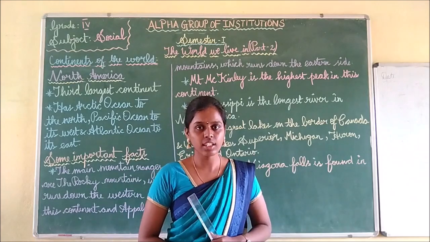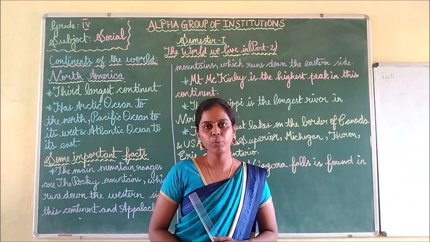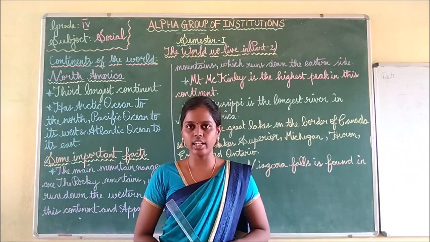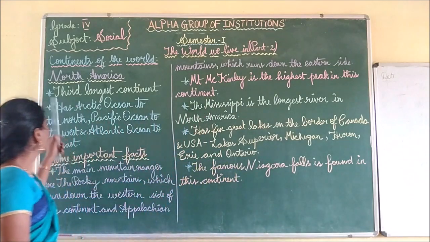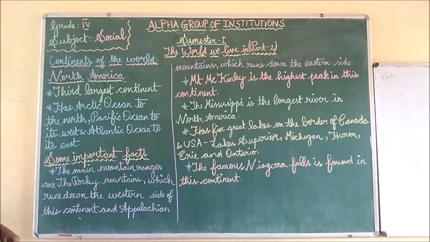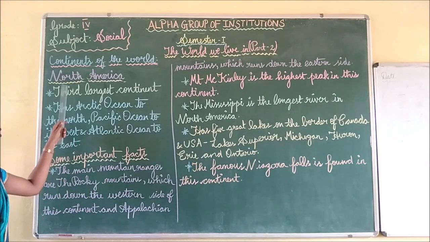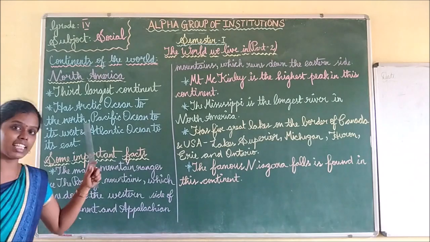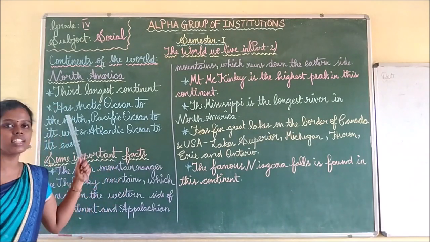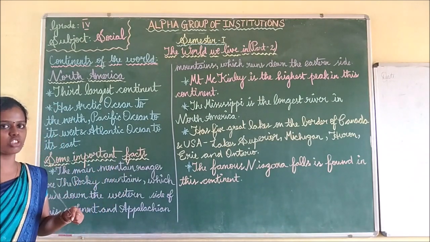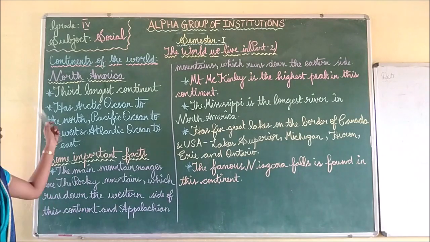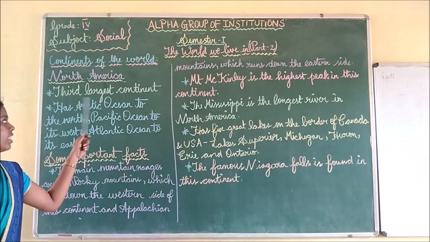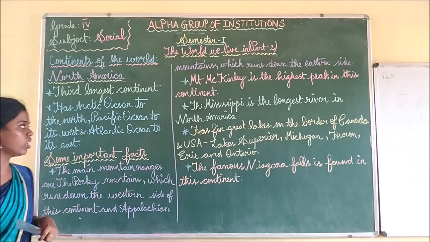Have you all understood this? Now we are moving on to the next continent. Next one is North America. What's the name of the next continent? North America. Okay, this is the third largest continent. As we saw, Asia is the first largest continent, Africa is the second largest continent. So North America is the third largest continent in the world.